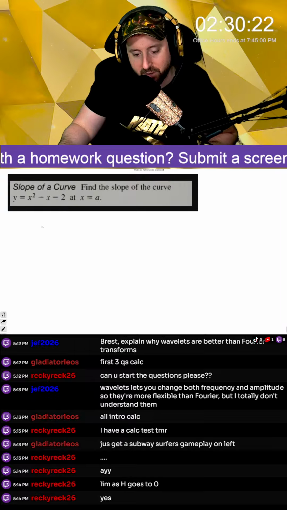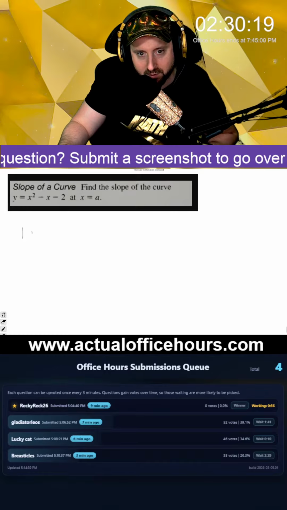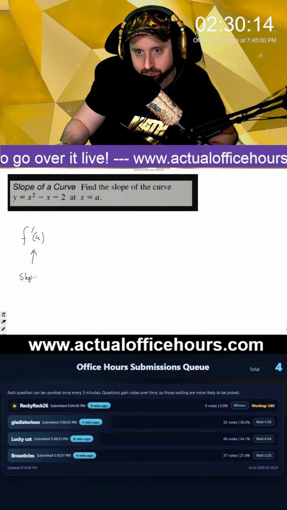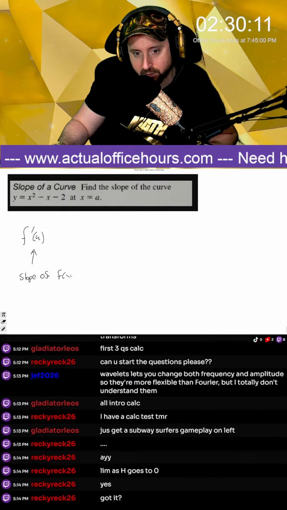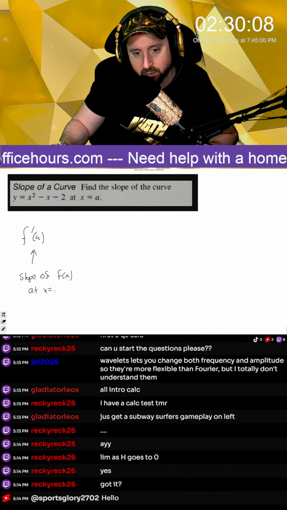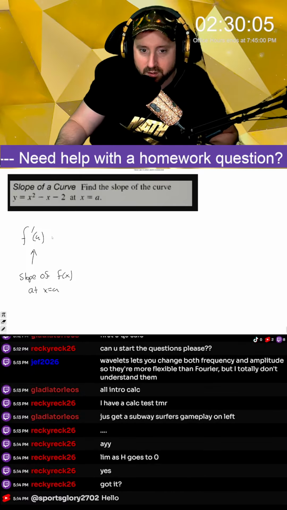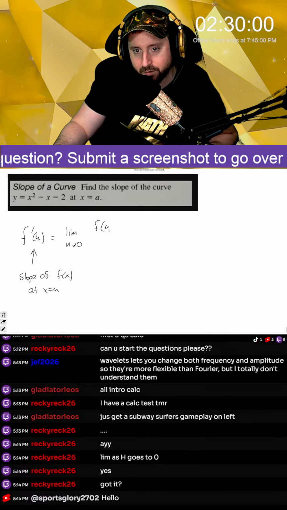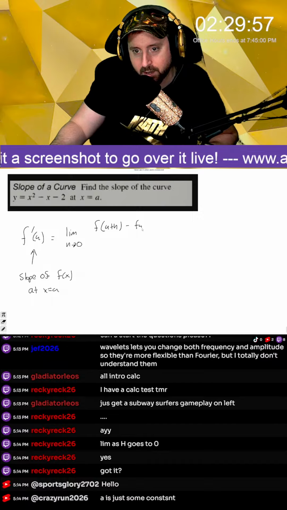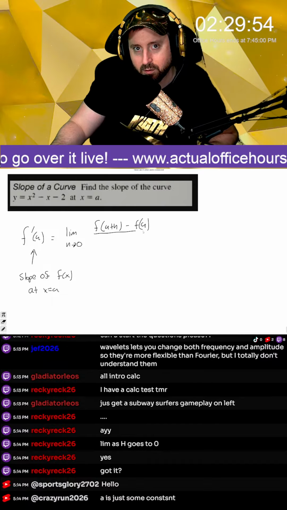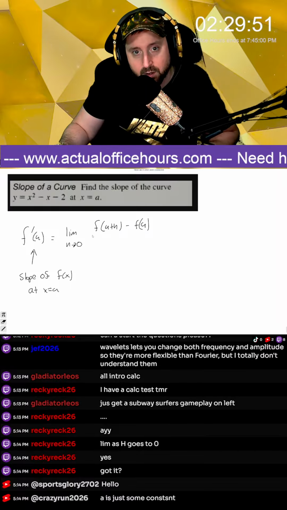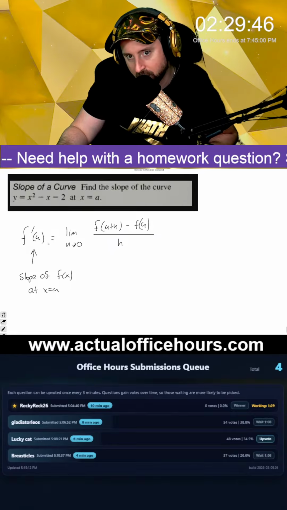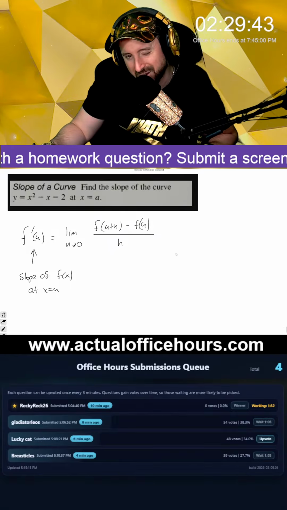All right, so what the limit version says is, the limit, so f prime of a, which is the same thing as the slope of f of x at x equals a, is equal to the limit as h approaches 0 of f of a plus h minus f of a, all over h. a is just some constant. A is a number. That's where you're trying to find the slope of the curve. I mean, this curve here, x squared minus x minus 2.